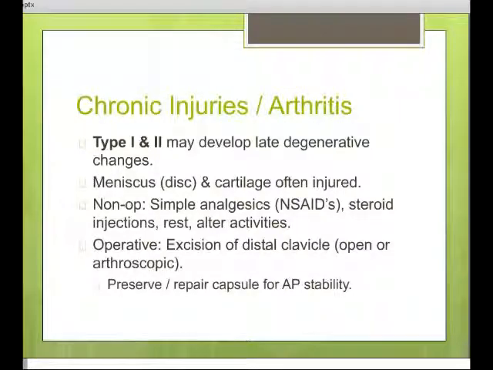If that fails, an operative management is possible where you can excise the distal end of the clavicle. This could be done either via open or an arthroscopic technique. The main importance with this technique is to preserve or repair the capsule to enable AP stability.